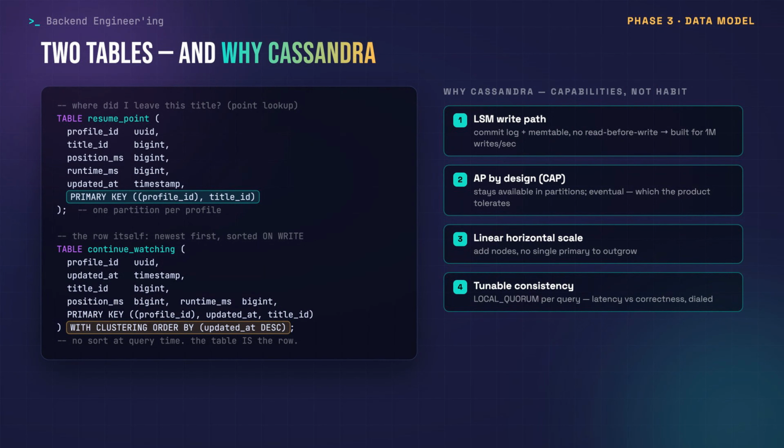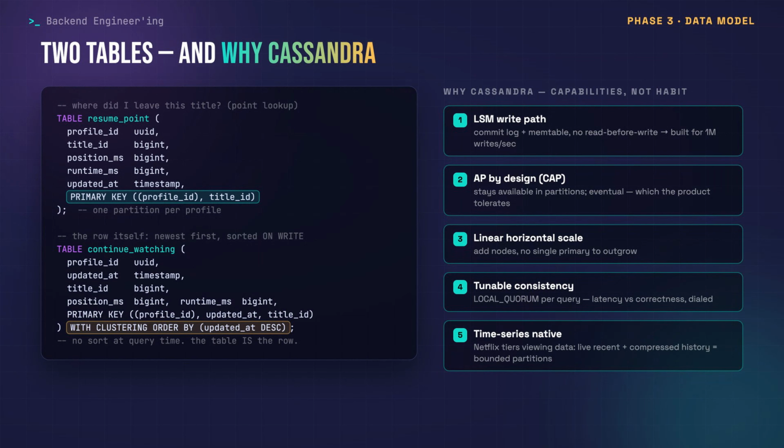Four, consistency is tunable. We read and write at local quorum, dialing latency against correctness per query. And five, it fits this time series shape. Netflix even tiers it into live recent data and compressed history to keep partitions small.